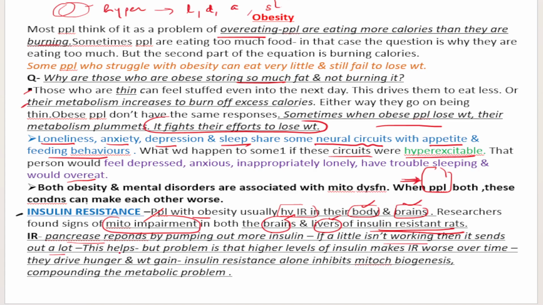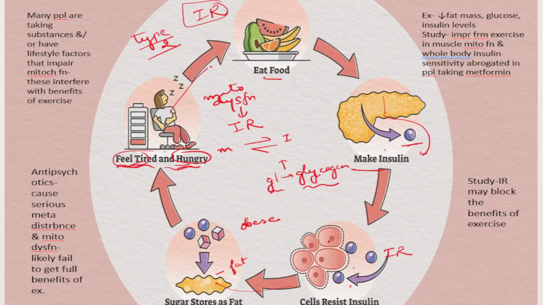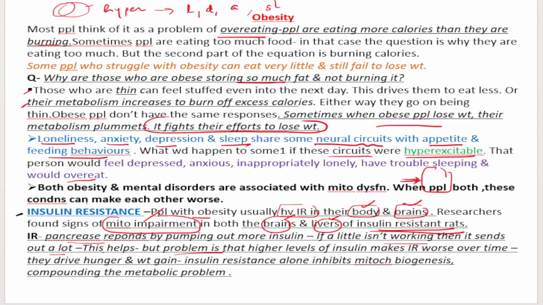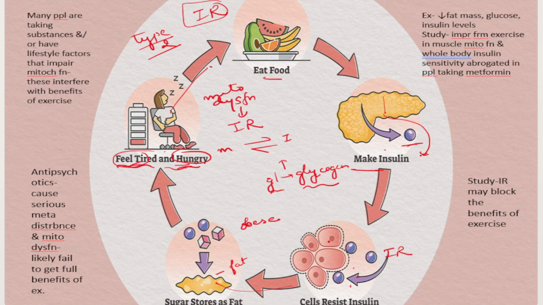But sometimes more insulin may help. But the problem is that higher levels of insulin may make the insulin resistance worse over time. So the pancreas is producing more insulin, but that insulin cannot get into the cells. So it may make the insulin resistance even more. It may make it worse over time.